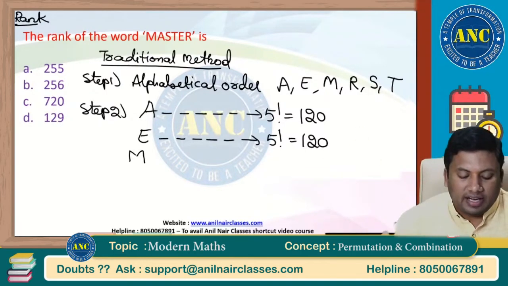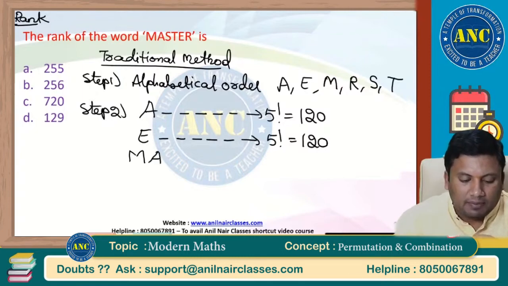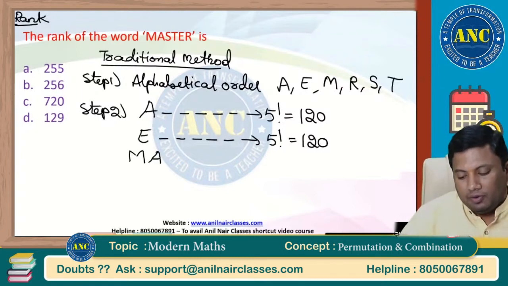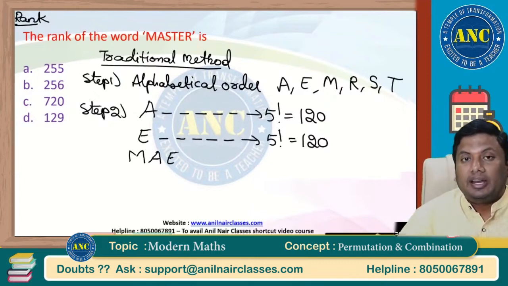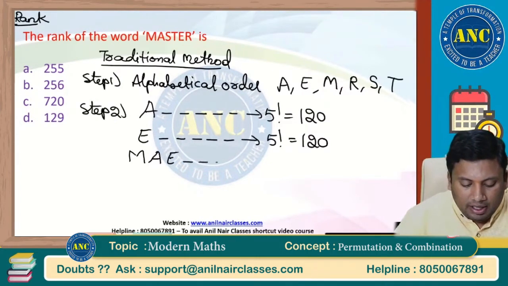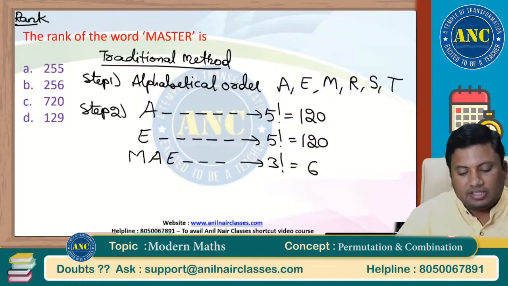Next, go to the second letter. What is the first letter that will come? A. We require MA only. After A, what is the next letter that will come? E will come, in alphabetical order. Remaining 3 letters of the word, it is 3 factorial. It is 6.